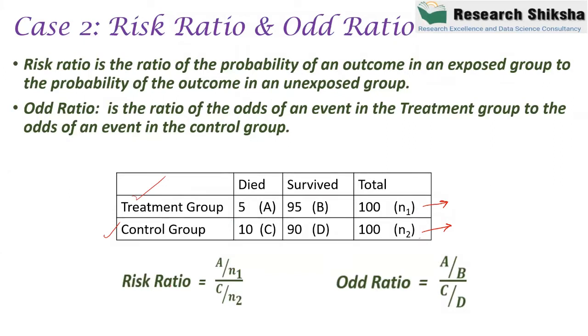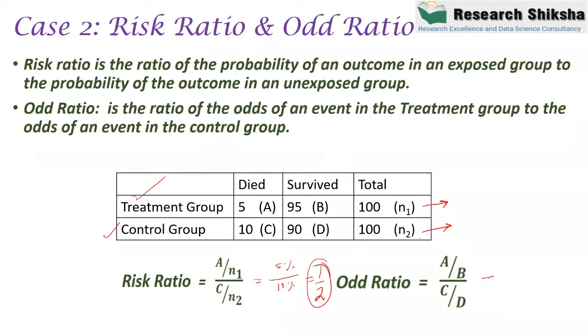Now what is the risk ratio? Risk ratio means the probability of death in the treatment group divided by the probability of death in the control group. For example, in this case, A upon N1 means 5 upon 100. So it is 5%. It means the probability of death in the treatment group is 5% and the probability of death in the control group is 10%. So the risk ratio is 1 upon 2, right? In this case, the simple risk ratio is 1 upon 2.